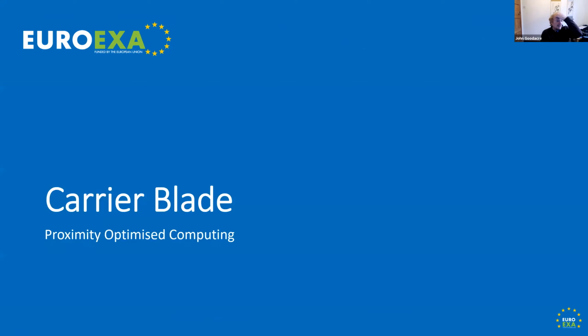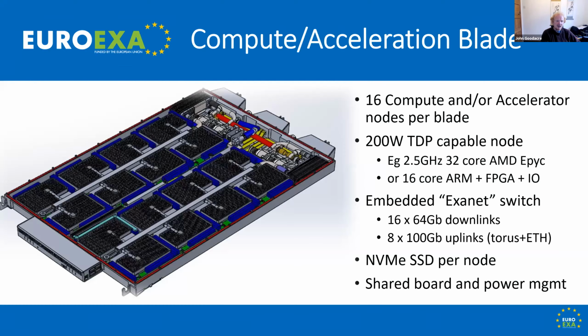So the blade carriers are, if you like, the boards which hold these compute modules, and this is again where the proximity-based aspect comes in. The diagram itself is a mock-up. This does physically exist, which you'll see on a later slide today, where we cram 16 of those in there. The 200 watt TDP is the kind of thing that you would see on a 2.5 GHz 32-core EPYC Rome chip. There it's about 150 to 180 watts, leaving you space to put your RAMs on those.